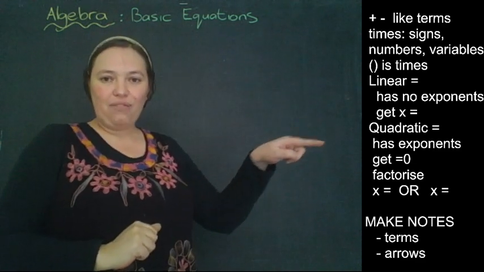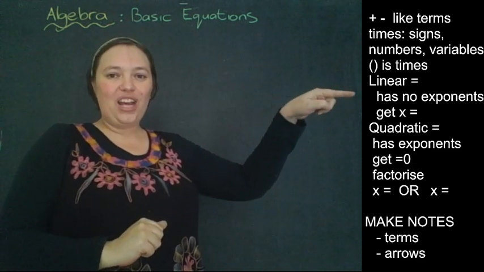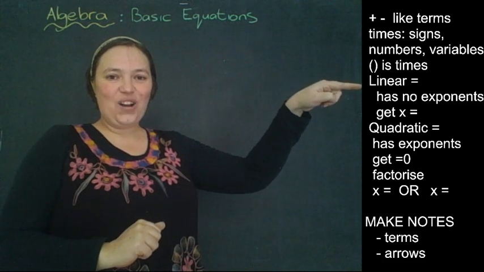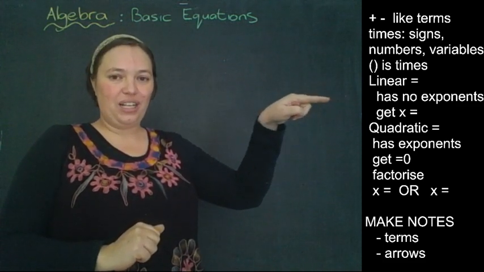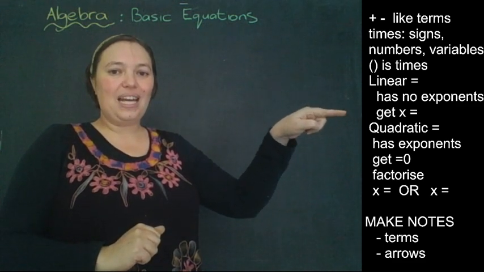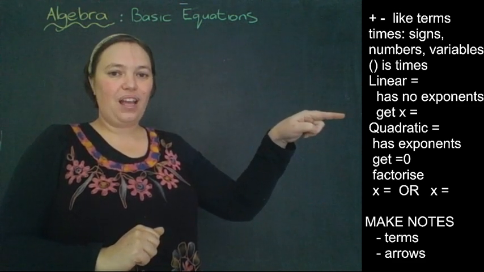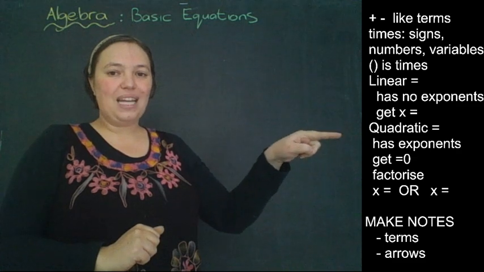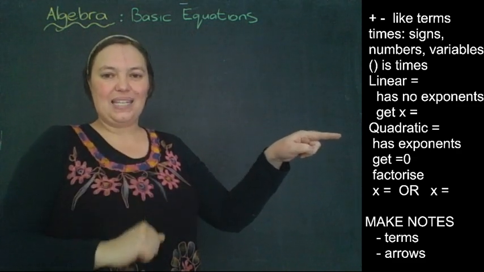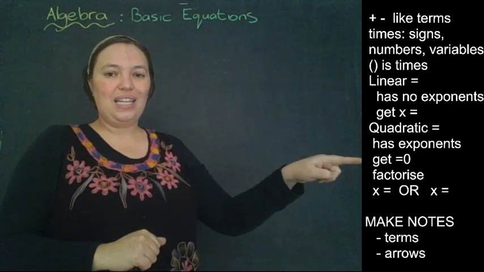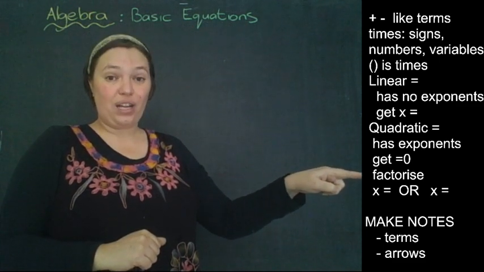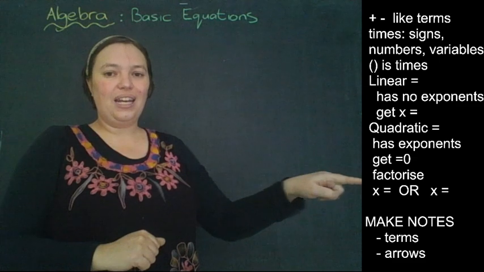And then we've got equations. Linear equations have no exponents, and we need to get x by itself. Then we're going to do quadratic equations, but only a little bit later, which have exponents. We have to get equals 0 and then factorize first, and then get x by itself.